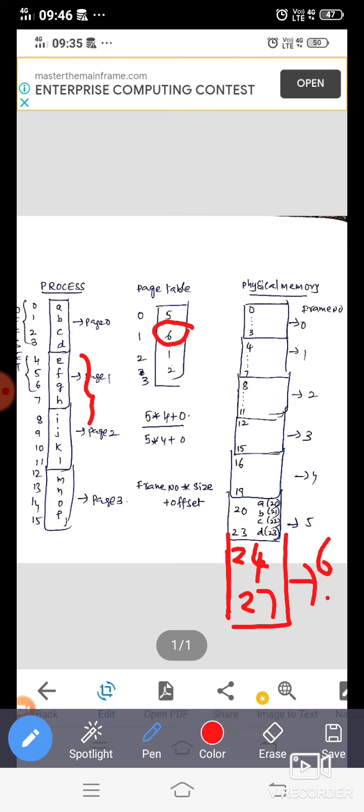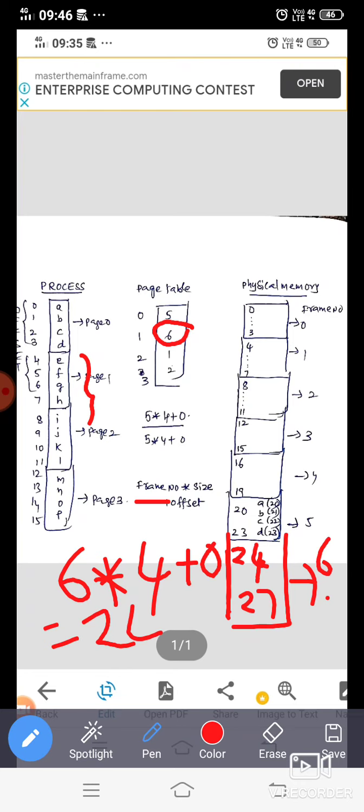So what is the formula? Frame number into size. I want to know where E is stored in the 6th frame. So the frame number is 6, into the size, which is 4, plus the offset of E. It's not 4, it is 0, because the offset always starts from 0 and ends with 3, since the size is 4, so 0 to 3. 6 into 4 is 24, plus 0 is 24. As usual, you can easily say that the value E is going to be stored at the 24th physical location.